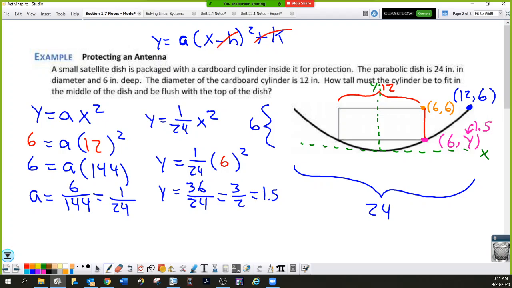So the height of our cylinder is just 6 minus 1.5, which is 4.5. So as long as that cylinder is 4.5 inches tall, it'll sit right in the bottom of the parabolic dish, and it'll be flush with the top of the parabolic dish.